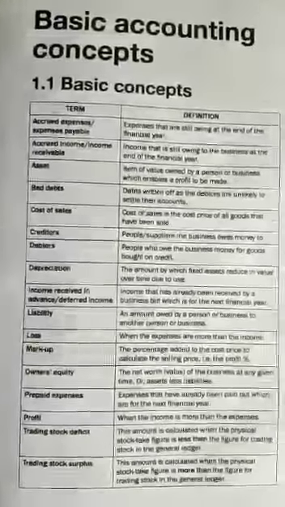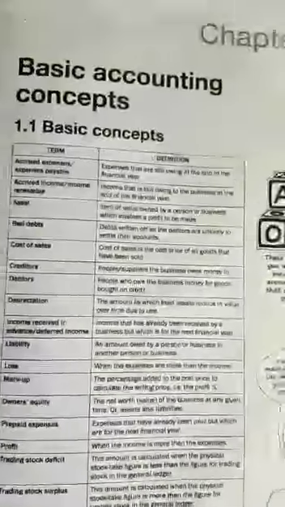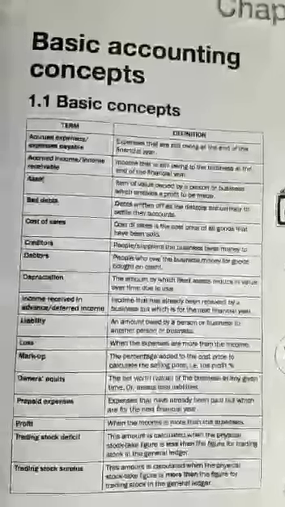Then you have owner's equity. What is owner's equity? The net worth or value of the business at any given time, or assets less liabilities. That means assets less liabilities equals owner's equity.